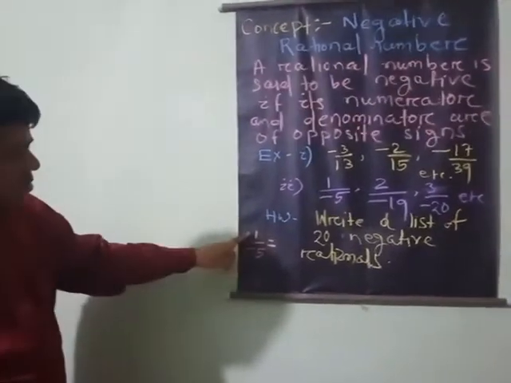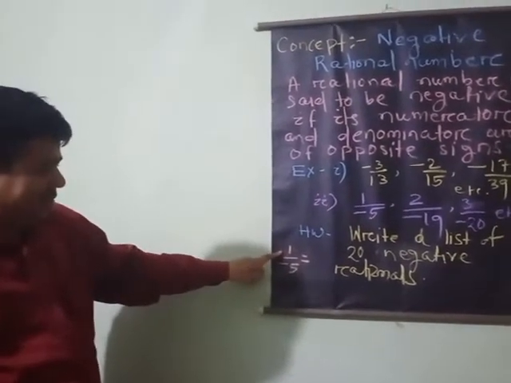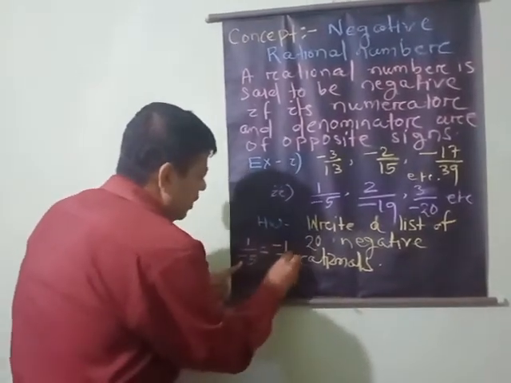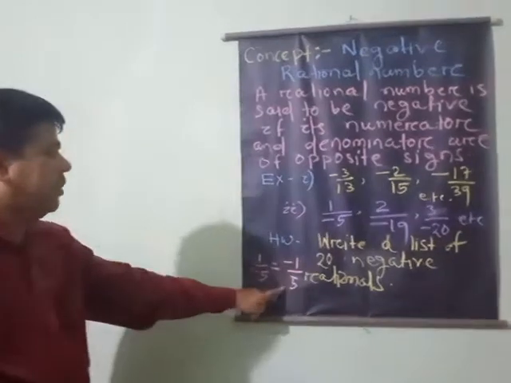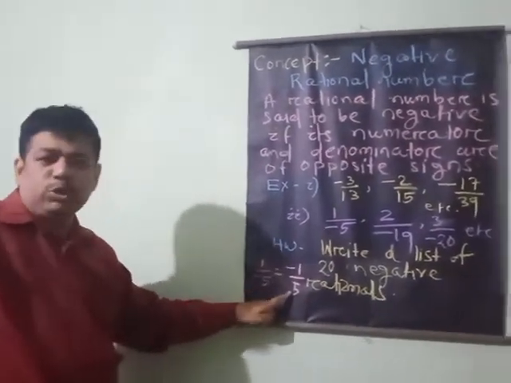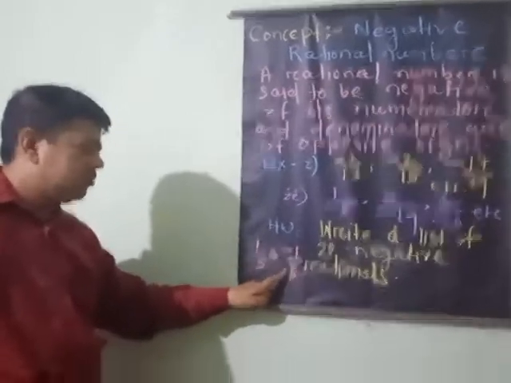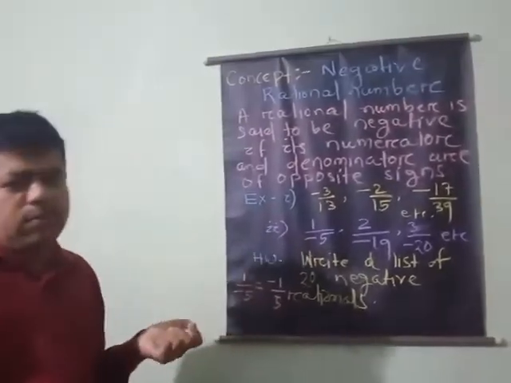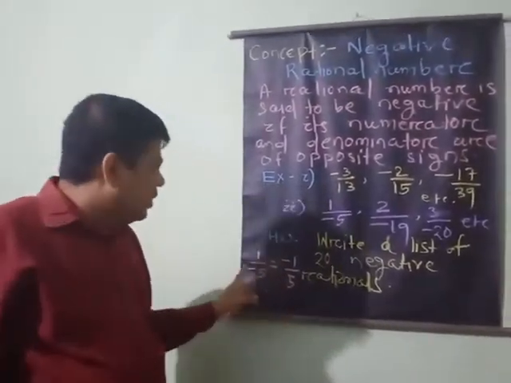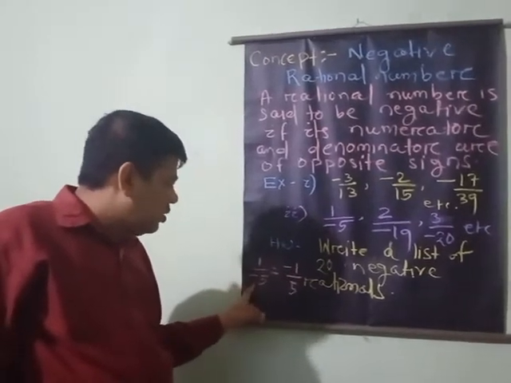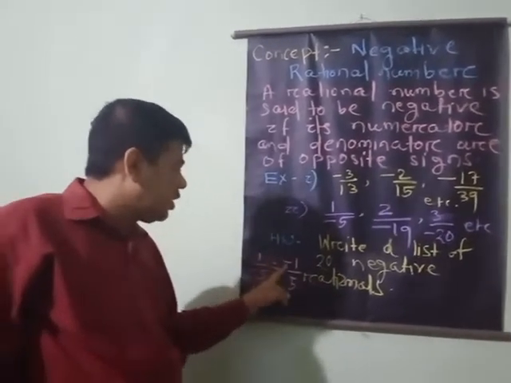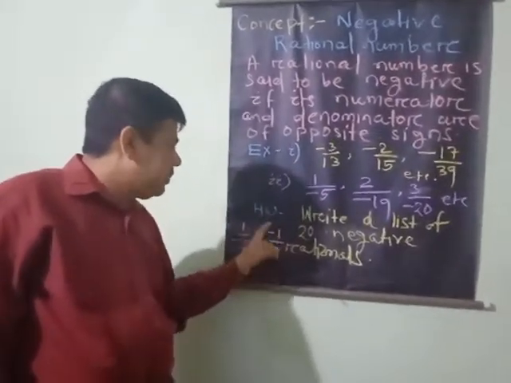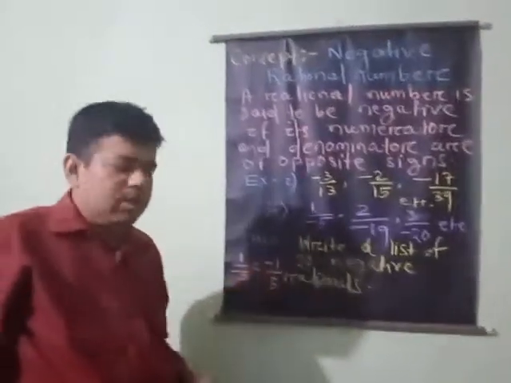Here the denominator is negative and the numerator is positive, so I will divide the signs first. Plus divided by minus is minus. So minus 1 by 5. Here the denominator must be positive. Why? Whenever you go for simplification, such as addition, subtraction or multiplication, if there is a negative sign in the denominator, this sign must be transferred to the numerator through division of signs. So minus 1 by 5 is in the simplified form, or the standard form.